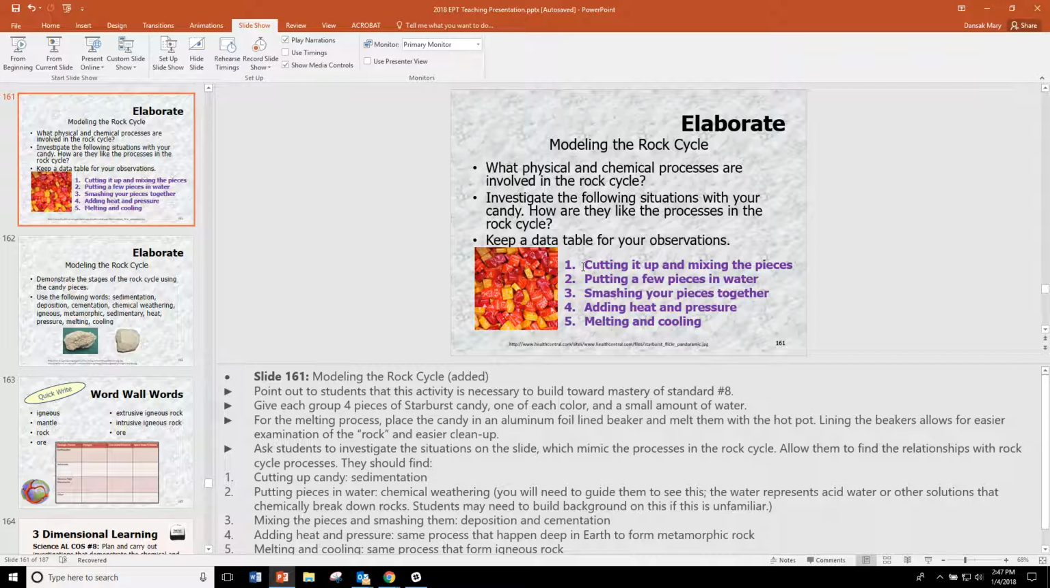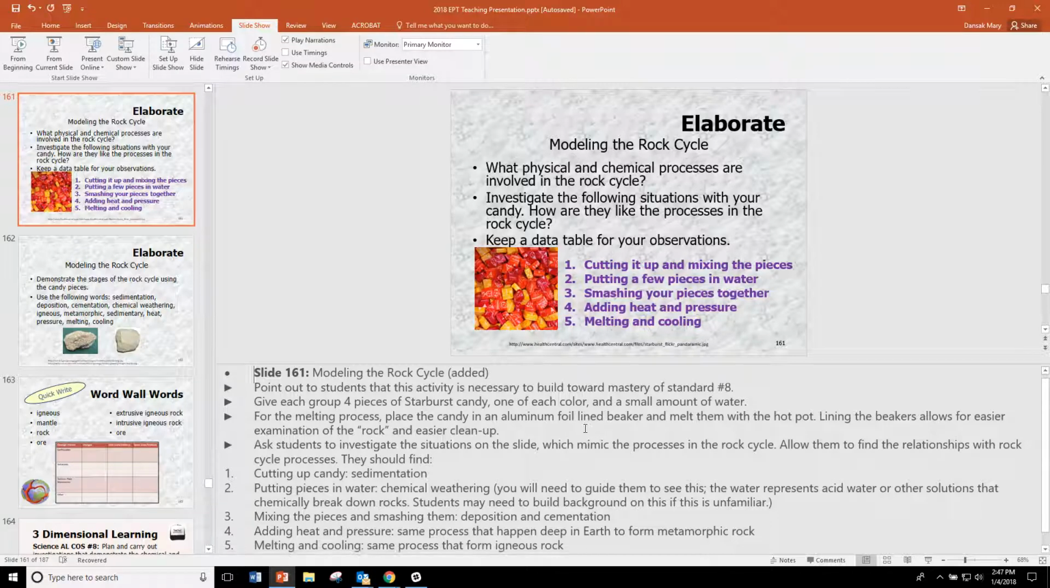So as you cut up starburst candy and mix up the pieces, that models sedimentation. Putting a few pieces in the water models chemical weathering, and again, that's the part you may need to pull in some background. Smashing pieces of candy together, that's like cementation. Adding heat and pressure is the same processes that are going on inside Earth to form metamorphic rock, and melting and then cooling are the processes that form igneous rock.